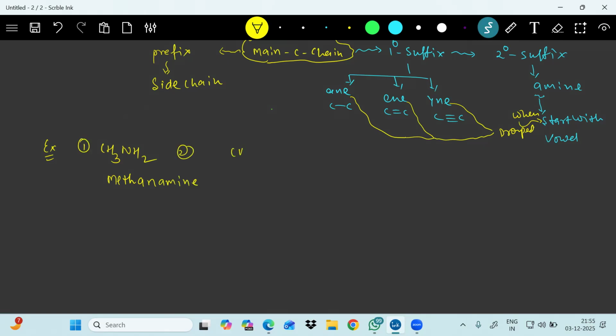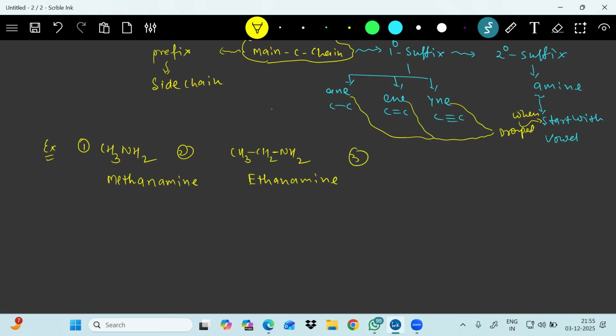Second example, CH3CH2NH2. Tell me what is the name of this compound? Ethanamine. Exactly, ethanamine.